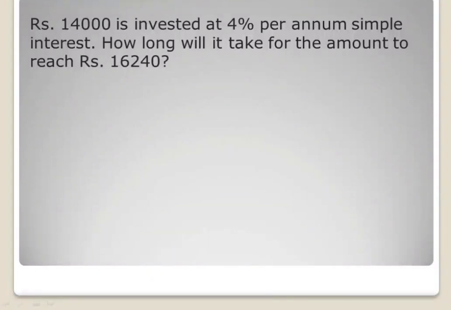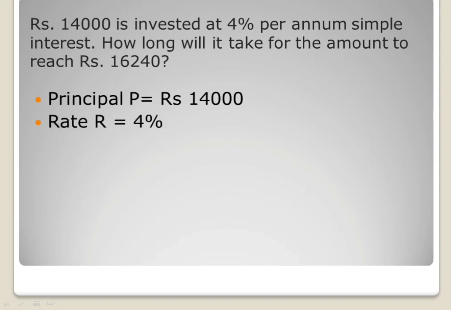We have our first question: rupees 14,000 is invested. So it means principal is 14,000 at 4% per annum. Now how long will it take? Means we need to find out the time for the amount to reach 16,240. So here your principal is given 14,000, your rate of interest is given 4% and your amount is given 16,240.